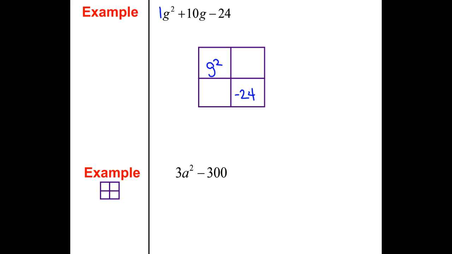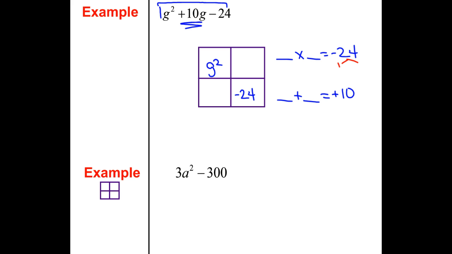Now really in front of that g squared is a 1, so we need to look at what numbers multiply to get 1 times negative 24, which is negative 24. So what multiplies to get negative 24, and what adds to get our center number, which is positive 10? We're multiplying to get a negative number, so we know it can't be positive, positive, or negative, negative. One has to be positive, one has to be negative. And it adds to get us positive 10, so the larger number itself is going to be positive.